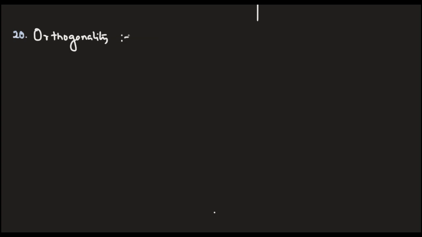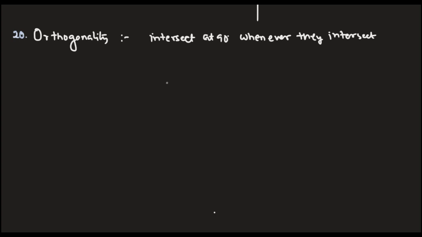If two circles or two curves intersect at 90 degrees whenever they intersect, they are said to be orthogonal. That is, they always intersect at 90 degrees, every time they intersect. So this is the definition of orthogonality for two curves: two curves are said to be orthogonal if they intersect at 90 degrees whenever they intersect.